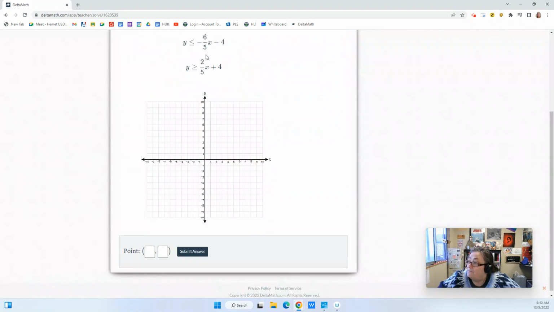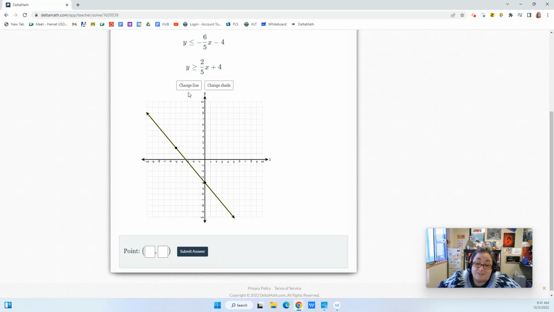So here we've got our graph. We've got y is less than or equal to -6/5 x minus 4. So we've got our point at -4. And we've got our -6/5. I'm going to go up 6 and then -5. 1, 2, 3, 4, 5, 6. And then I'm going to go -5. This includes it, right? It's y is less than or equal to.